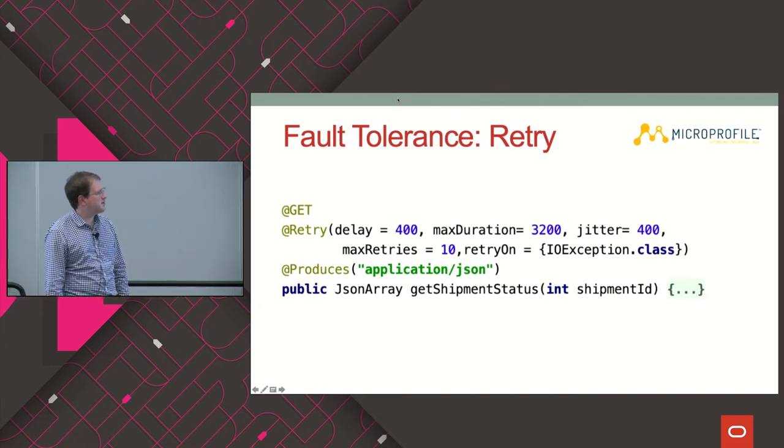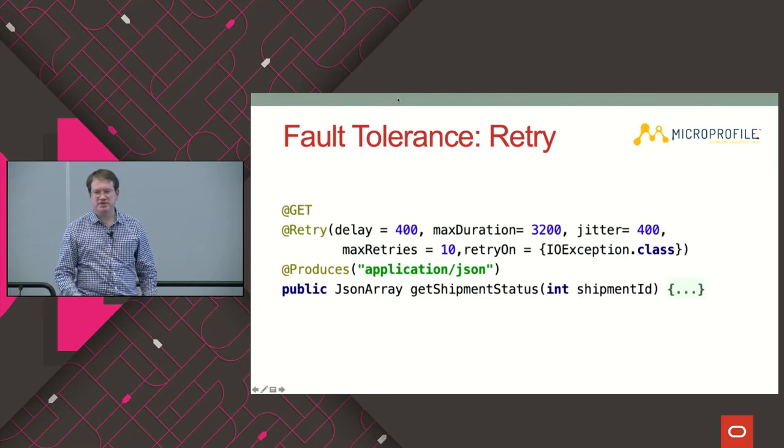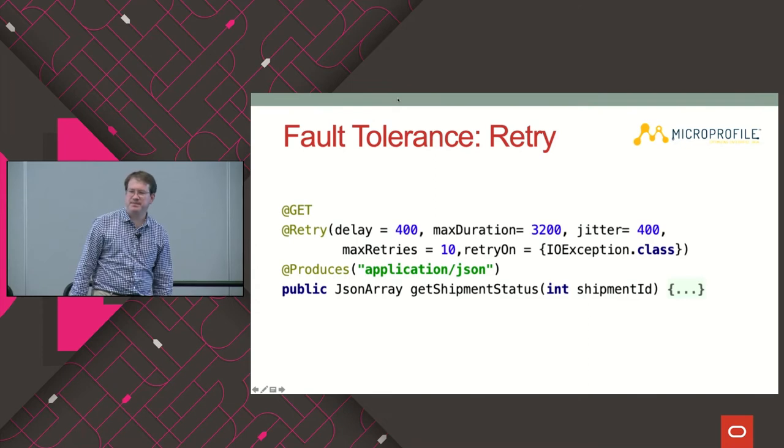400 microseconds or something like that, for a max duration of 3200. There's a jitter which says that instead of having it predictable, it'll be off by like 400, so you don't always get the same pattern with the backoff, right? So it gives you a jitter capability with that. In this case right here, it's a max number of retries, and it'll retry if an I/O exception was thrown. Otherwise, it just fails immediately.